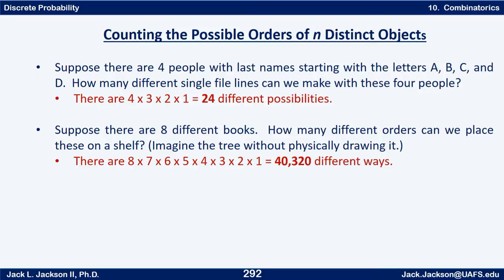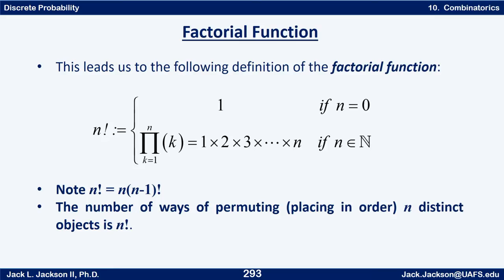But hopefully you can imagine it out there anyway, right? 8 branches first, and each one of those goes 7, and each one of those goes 6, and each one of those has 5, and so forth. Well, this leads us to defining a function that's useful here, called the factorial function. Just for our purposes, we would like to define 0 factorial to be 1. So n factorial is 1 if n is 0. 0 factorial is just defined to be 1.